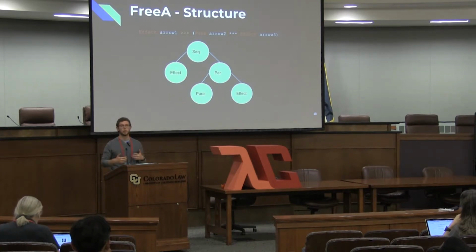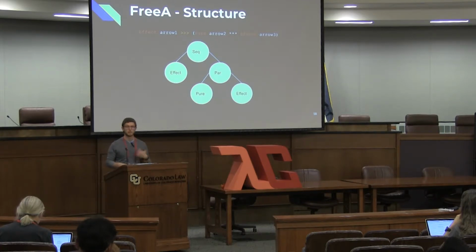So now we can look at what happens when you build arrows. And this is kind of standard arrow syntax. So you have one arrow sequenced into another arrow that is parallelized. The triple greater than is sequence, and then the triple star is the parallelization from Control.Arrow. And when you define your arrow in this kind of structure, it allows you to think about any program that you would write as a tree.